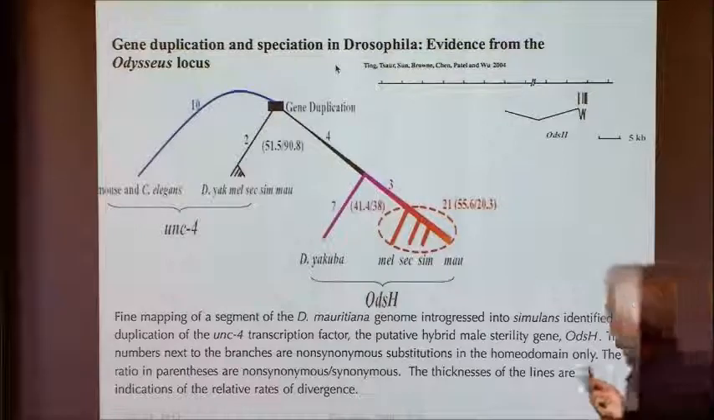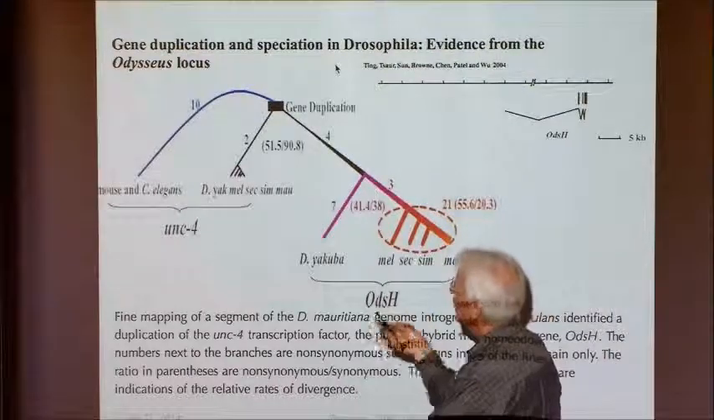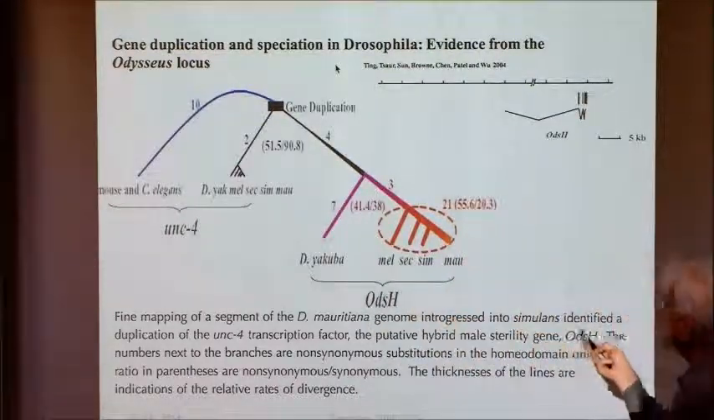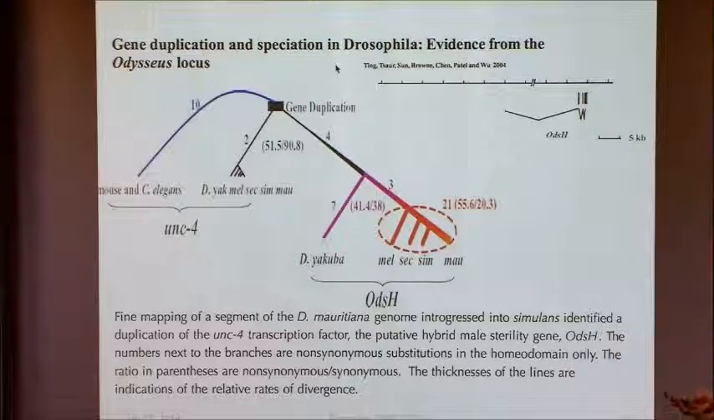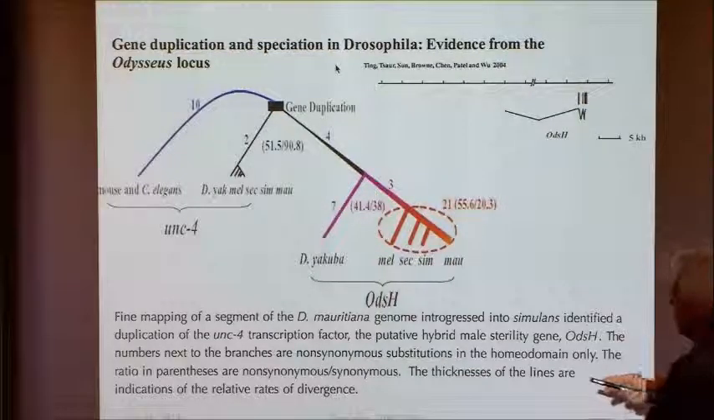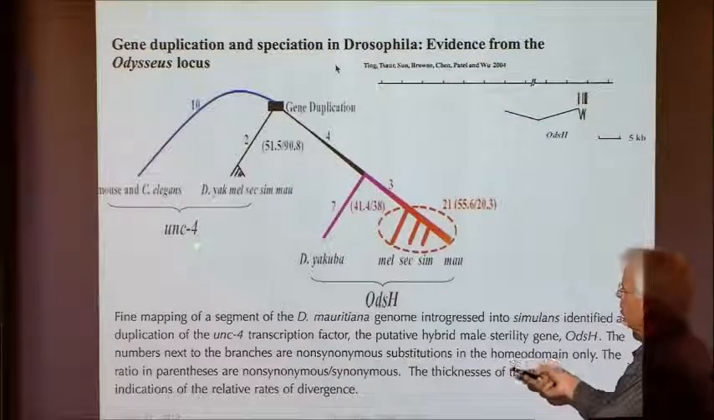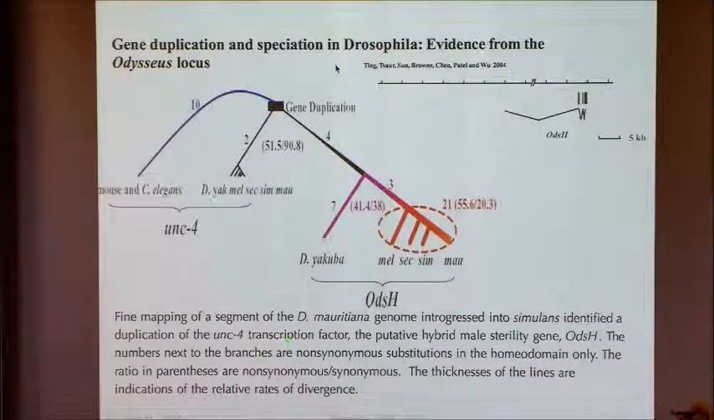But here's an independent study of one such sterility gene in that same species pair. And this gene was mapped by a very arduous genetic mapping. It caused recessive male sterility in the hybrid. And it turned out, after a lot of mapping, that it was a gene duplication that occurred in the ancestor of all these species, not just the Simulans and Mauritiana ones that they were studying, but the duplication occurred long ago.